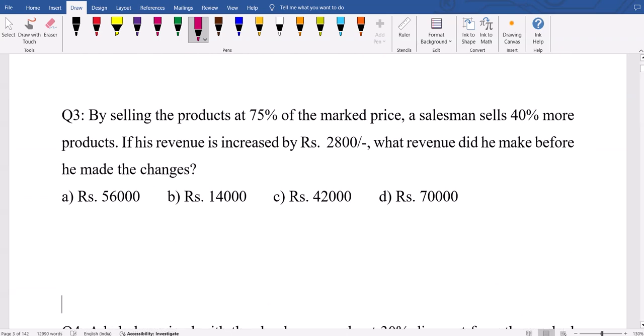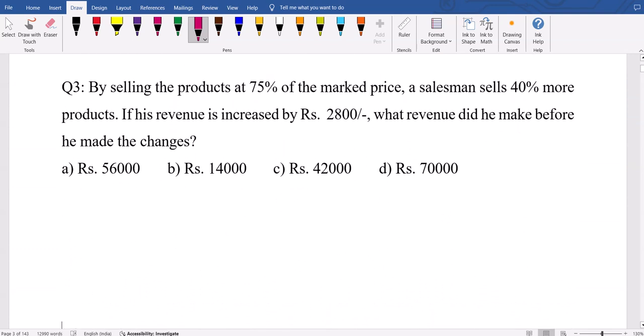Now see this question, it is related to profit and loss. Any doubts, please mention in Q&A.